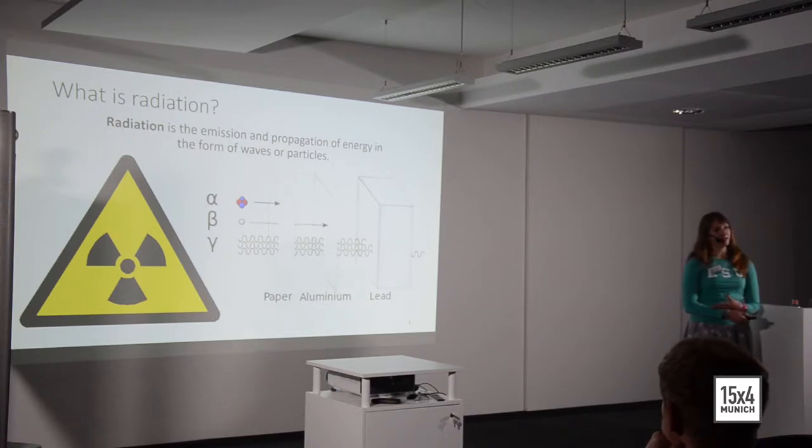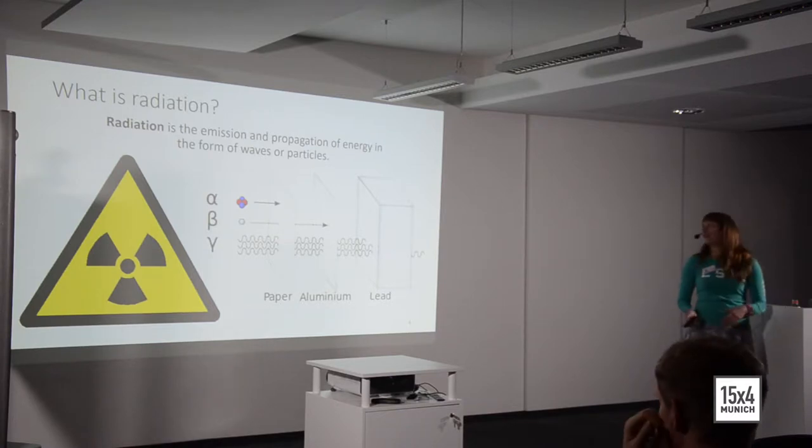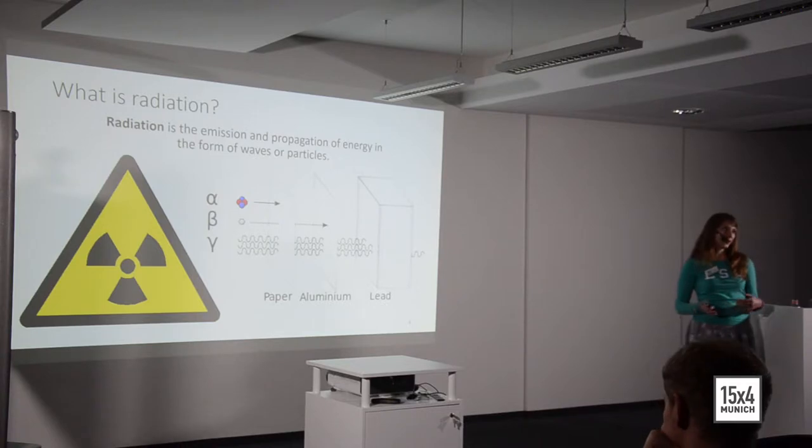Just our skin is enough to stop them, so they're not really that useful to us in terms of treating cancer, which is often below the skin. So other than that, we have beta particles, which are able to travel a little bit further. They can get through the skin, but then they don't go a whole lot deeper than that.